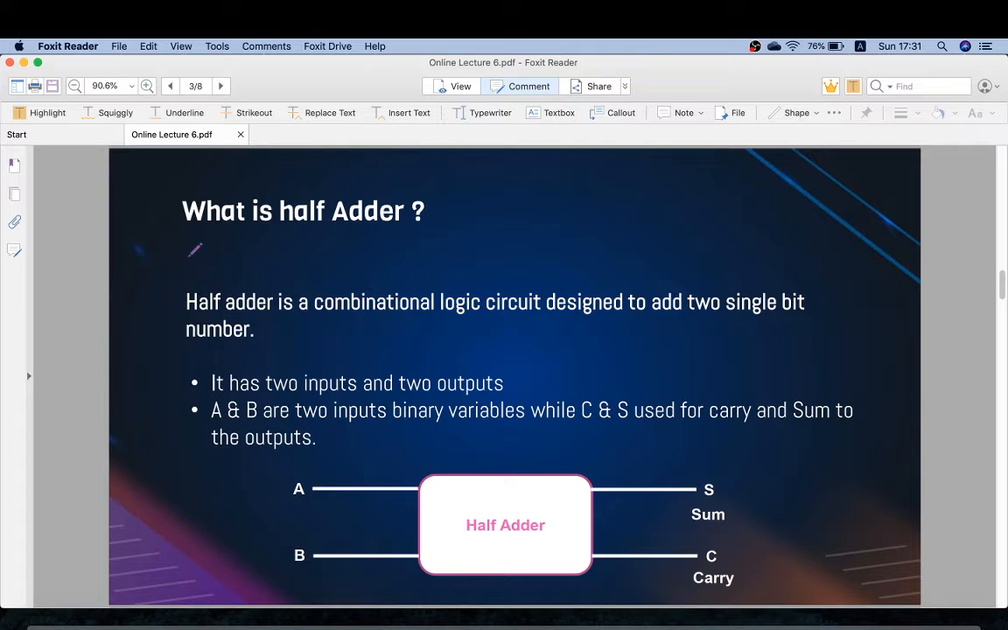A half adder is a combinational logic circuit designed to add two single-bit numbers. Its properties: it has two inputs and two outputs. A and B are the two inputs, binary variables, while C and S are used for carry and sum at the outputs. So it is clear from the definition that a half adder is a combinational logic circuit where we have two inputs and two outputs, and of the two outputs, one will be the sum and the other will be the carry.